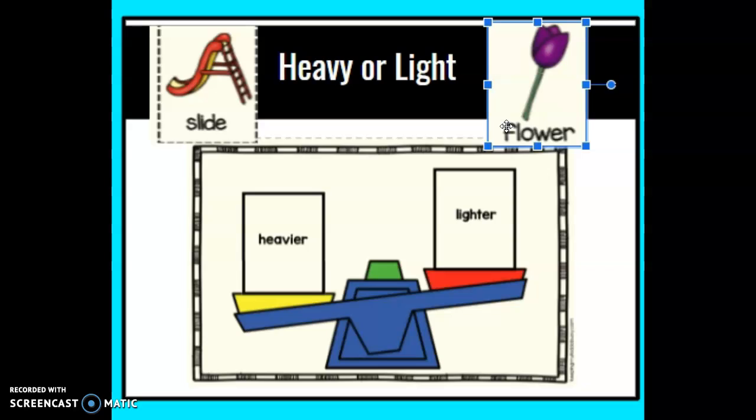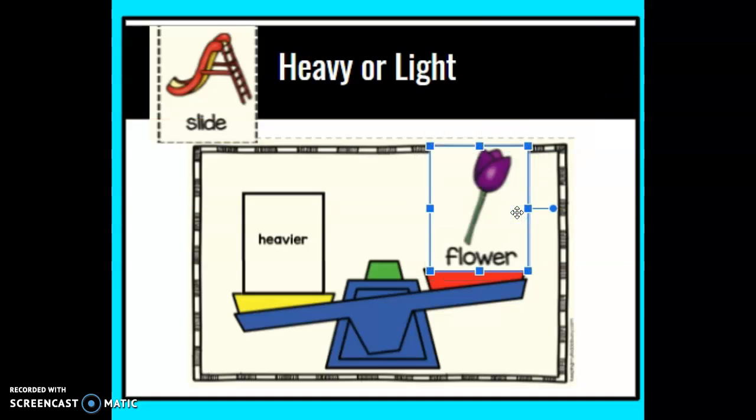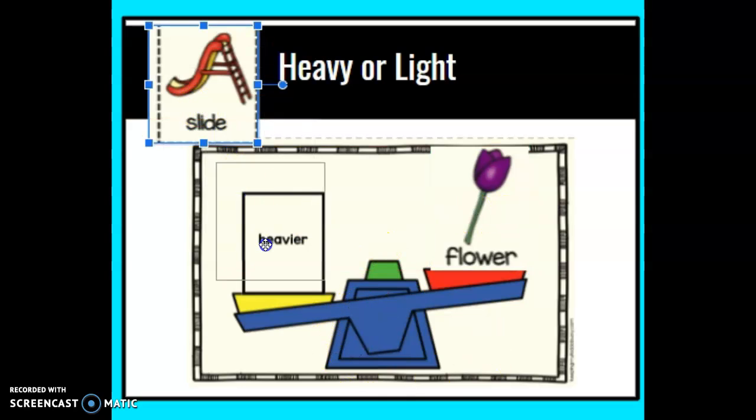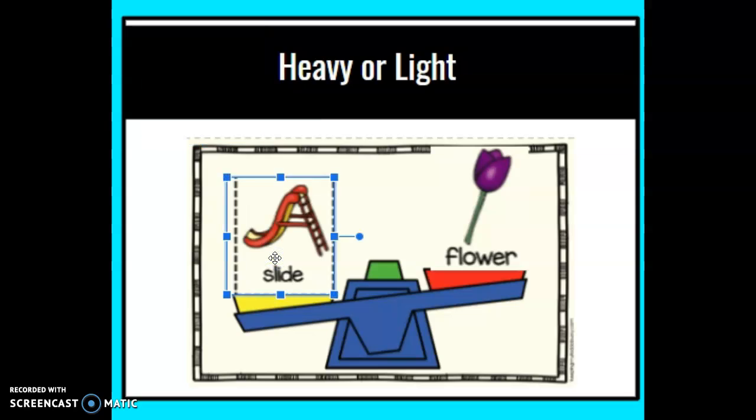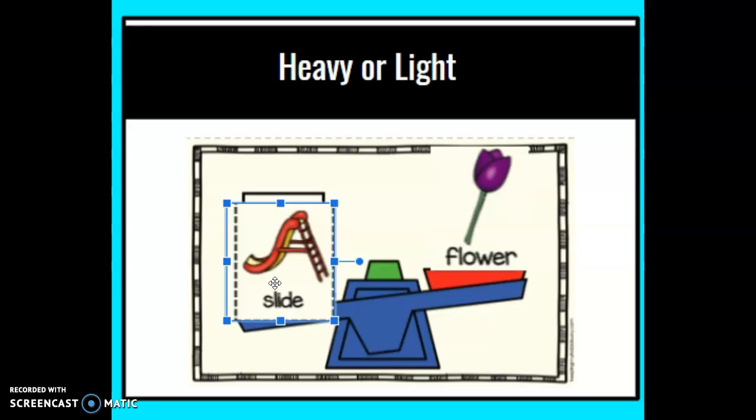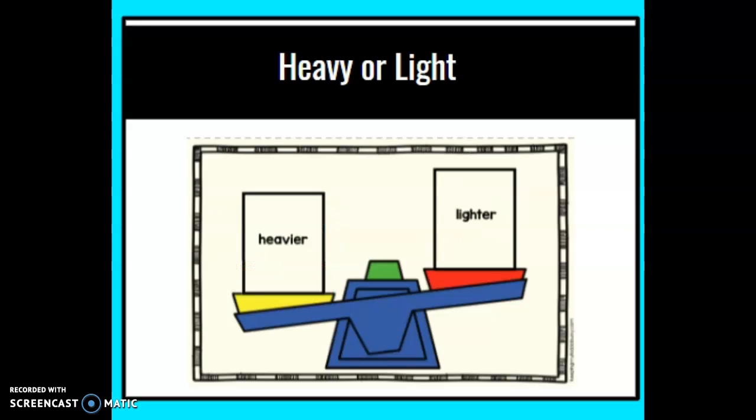Well, unless it's a toy slide, I definitely cannot pick it up. So I'm going to move this picture of a flower to lighter. That would go up, kind of like our seesaw on our playground when it goes up and down. It kind of looks like our scale. And I'm going to move the word and the picture slide to the heavier side. So it's going to go down faster because I cannot pick that up. Let's take a look at our next one.